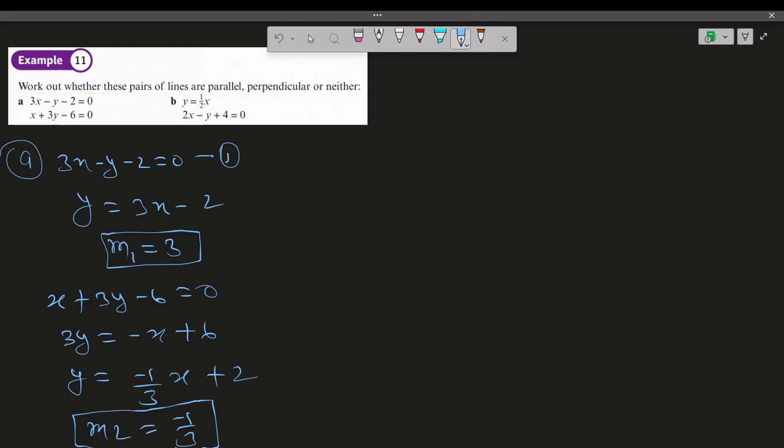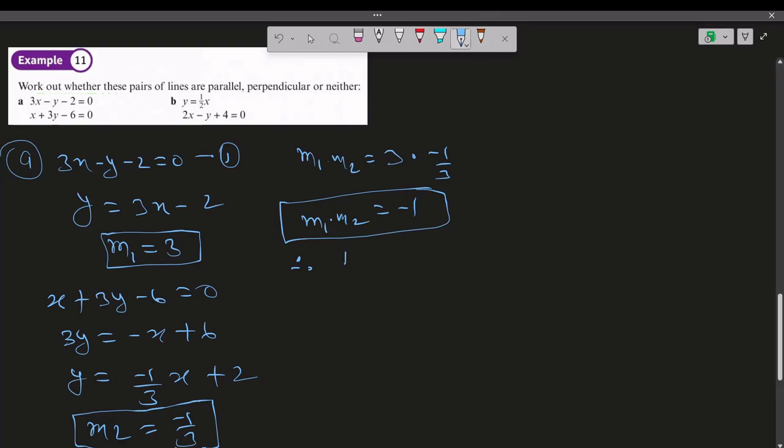If you find m1 into m2, let us find m1 into m2. So this is 3 into minus 1 by 3, that is coming as minus 1. m1 into m2 equals minus 1. And this property, if m1 into m2 equals minus 1, happens when two lines are perpendicular. Therefore, let us write: line L1 is perpendicular to line L2. We can write like this.